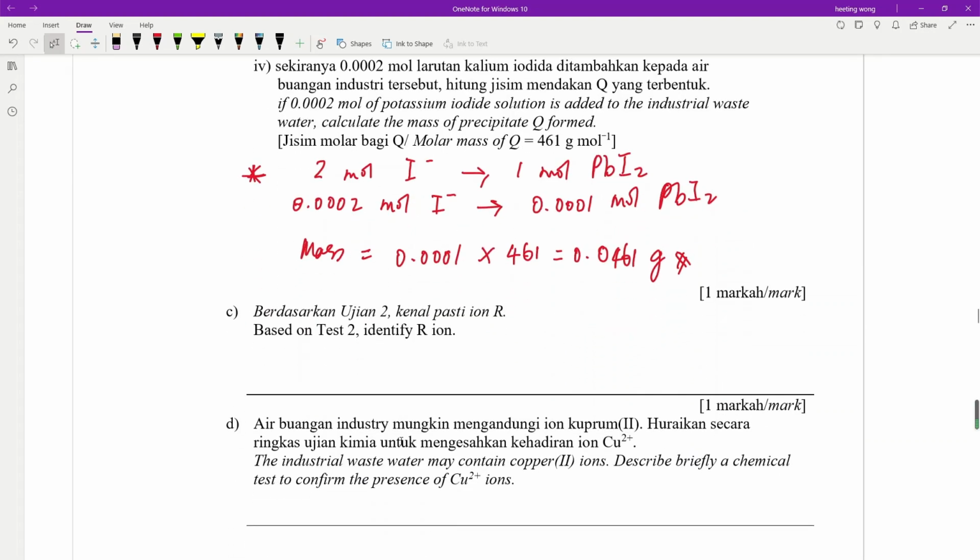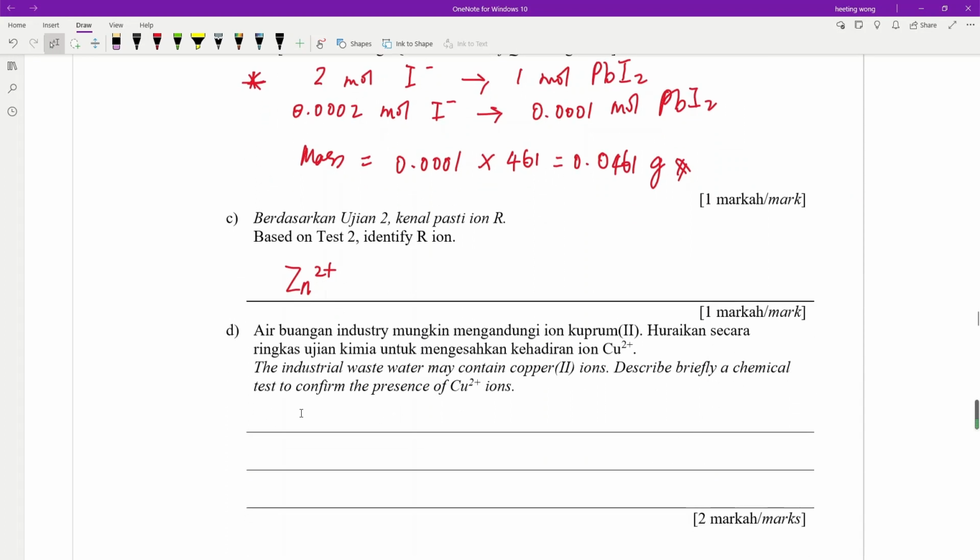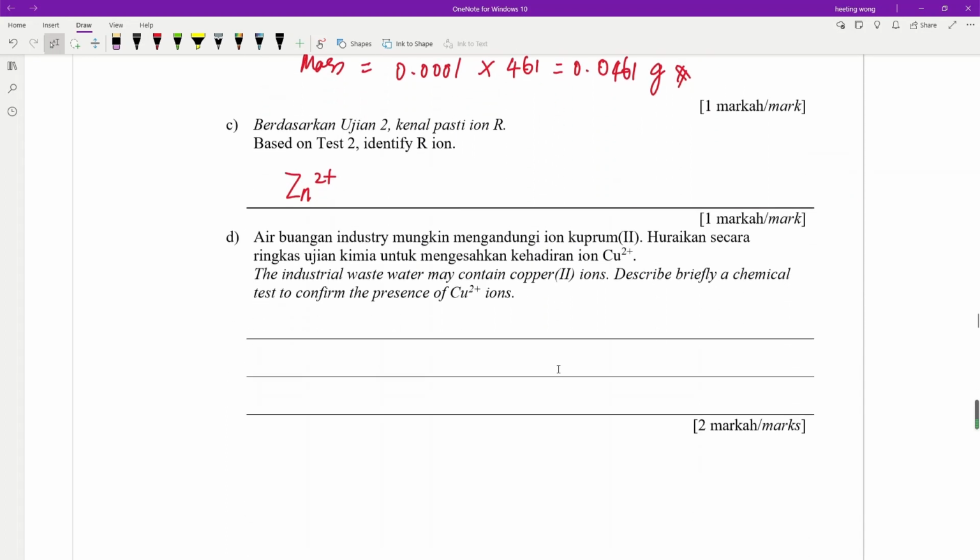Now based on test 2, identify the R ions. So R ions should be zinc ions. Zinc ions. So test 2. Now the industrial wastewater may contain copper 2 ions also. Describe briefly a chemical test to confirm the presence of copper 2 ions. So all these are heavy metals, right? You can choose sodium hydroxide or you can choose ammonia. Let's say you choose sodium hydroxide solution.